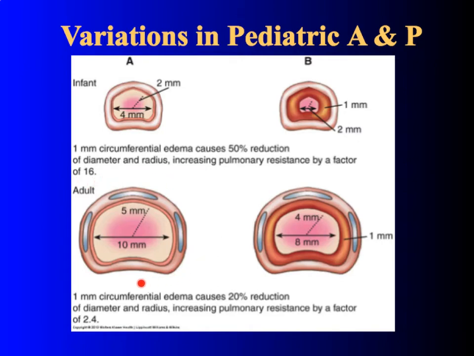In the adult, if you have 1 millimeter of edema, that's going to reduce the lumen to 8 millimeters with a 4 millimeter radius, and so the pulmonary resistance increases by a factor of 2.4. So the difference is like asking an infant to breathe through a coffee stirrer.